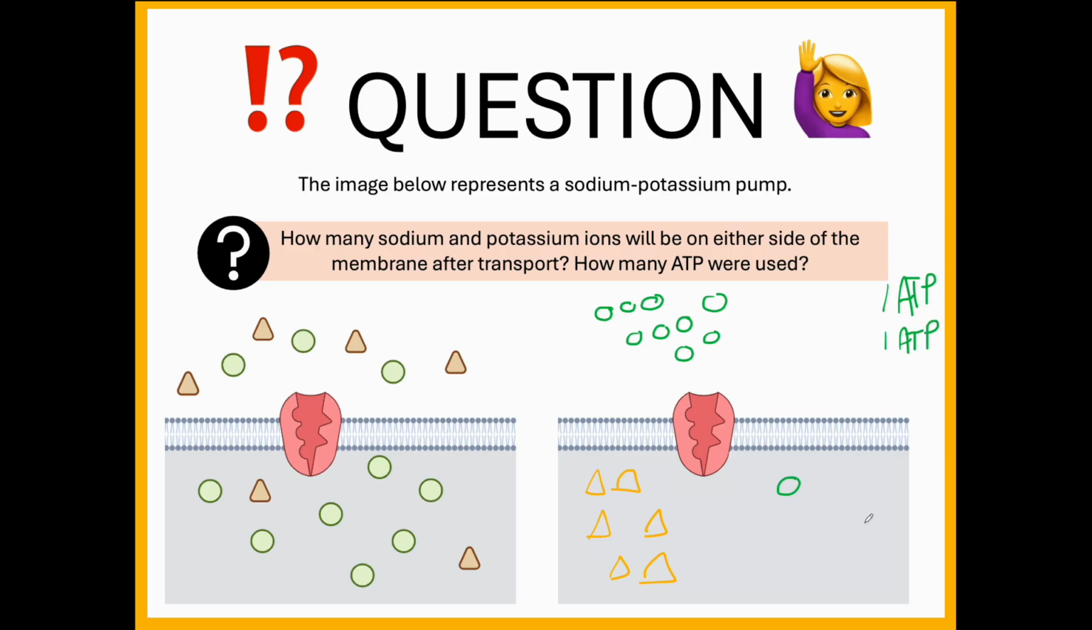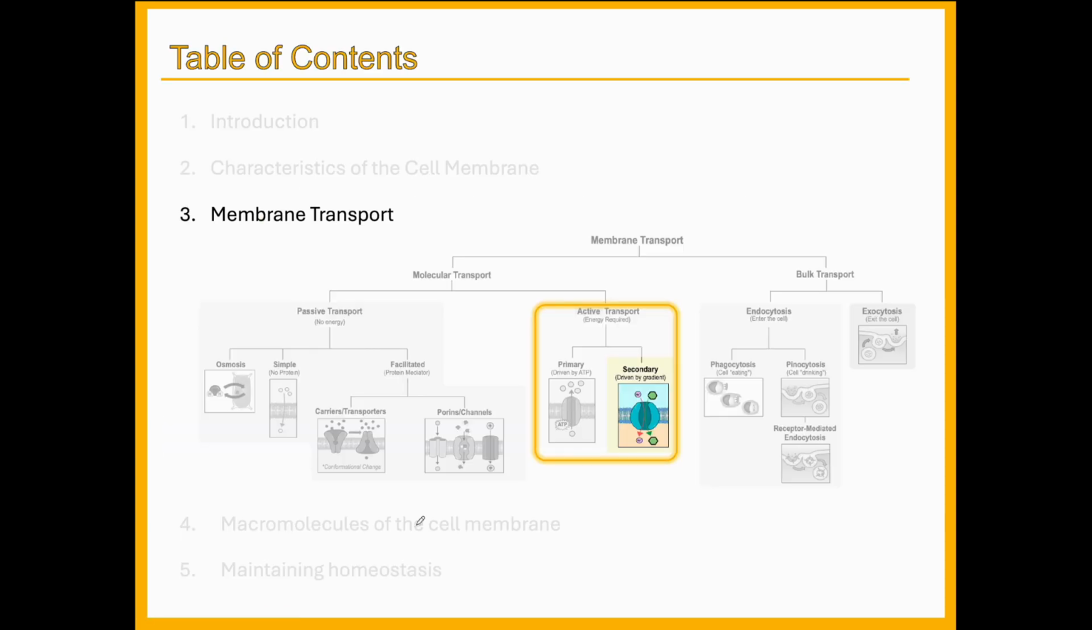I don't have any more sodiums. I need 3 sodiums, so I wouldn't be able to go again. But I've shifted over all of these sodiums here, all the potassiums here, and I've used up 2 ATPs. So now we're going to talk about secondary transport.